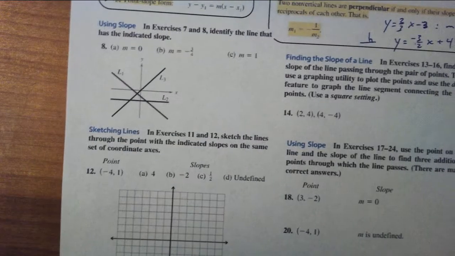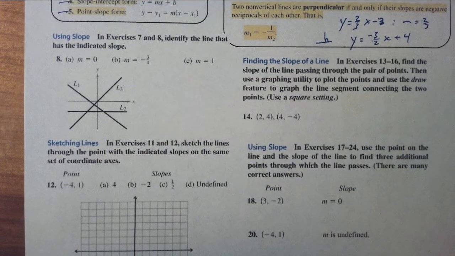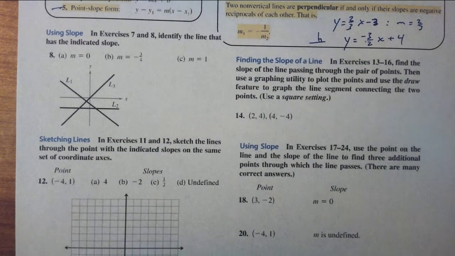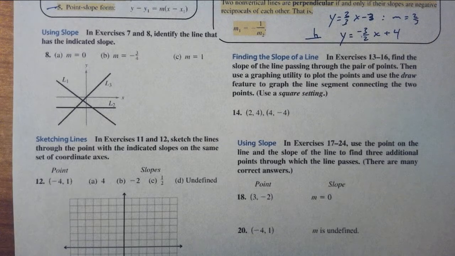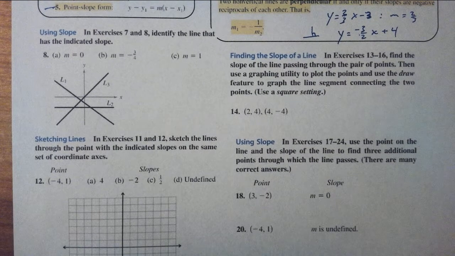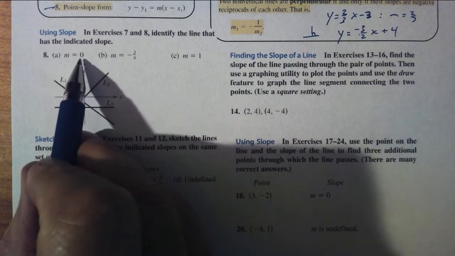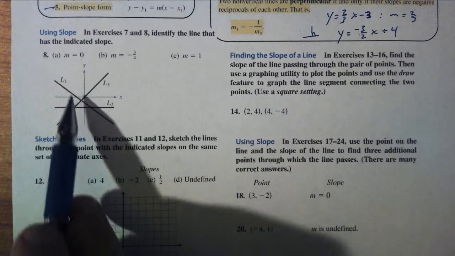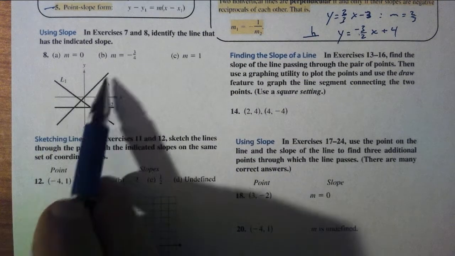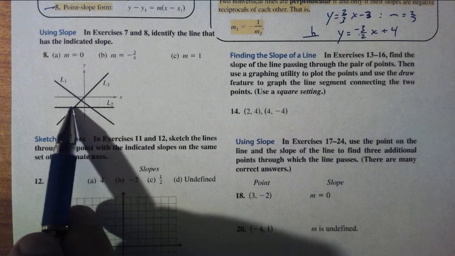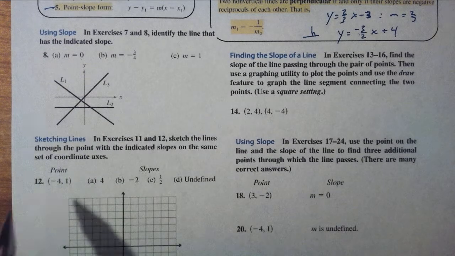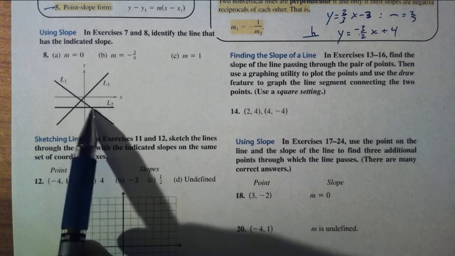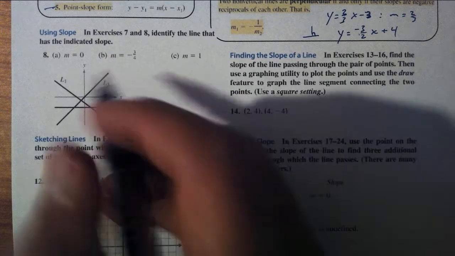Okay, let's go ahead and get started on the examples. We're going to go through these fairly quickly, but you can review them. They will be available. In exercises 7 and 8, identify the line that has the indicated slope. Line with slope 0. My choices are line 1, line 2, line 3. I guess line 2 down here. The only one that is flat, not either increasing or decreasing, is line 2.